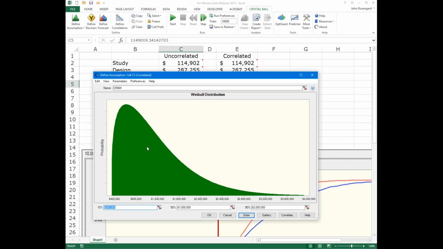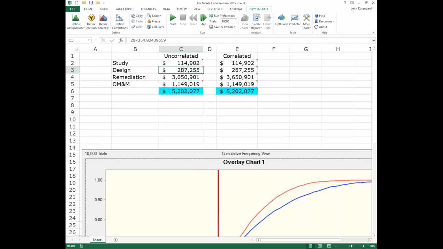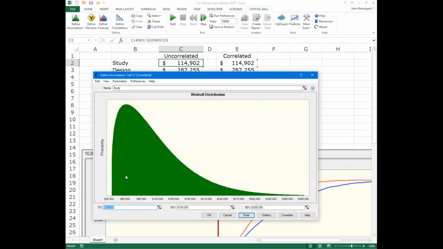Here we have operations and maintenance, bracketed from a P10 value of $500,000 and a P90 value of $2 million, and then working chronologically backwards into the study and design phases. Again, we use different assumptions. Here in the case of the study cost, $50K to $200K.